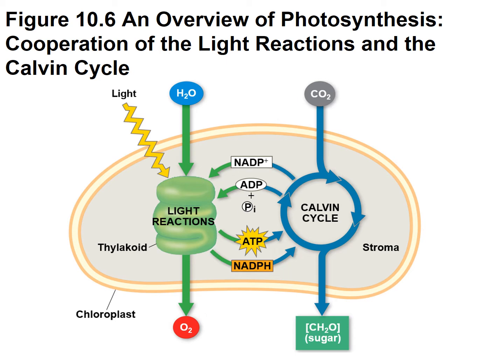Figure 10.6 is an overview of photosynthesis showing the interrelationship between the light reactions and the Calvin cycle. You can see that during the light reactions, which are happening in the thylakoid membrane, water is used, the energy from light is used, oxygen is going to be released, and ATP and NADPH are going to be generated. The ATP and NADPH are going to be used by the Calvin cycle to turn carbon dioxide into a sugar. This is happening in the stroma. NADP+, ADP, and inorganic phosphate are going to be produced that can then be used in the light reactions.